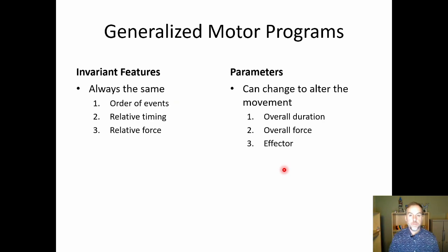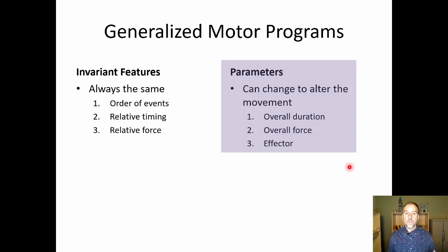Those were the invariant features of generalized motor programs, the things that have to be the same. The utility of generalized motor programs, what makes them useful, how they can be used for an entire class of action, is not because things have to always be the same, but because we can change the parameters. So the parameters are actually more important because they allow us to use a generalized motor program for many different movements, or what we call an entire class of actions. And the first two we've already seen, but we'll revisit them, and the third we actually haven't seen yet.